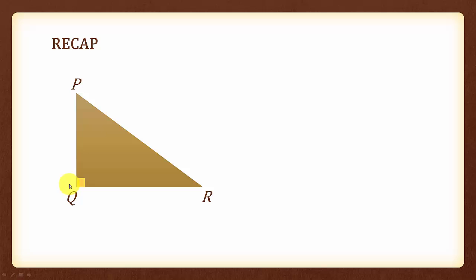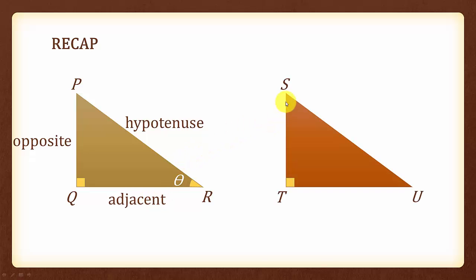We shall next look at the naming of the sides of a right-angled triangle. Previously, we discussed that the side opposite the right angle is called the hypotenuse. For a given angle theta here, the side that is opposite this angle is called, yes, the opposite. And the other side that is next to the angle is called the adjacent. Now let's look at another triangle here, STU.